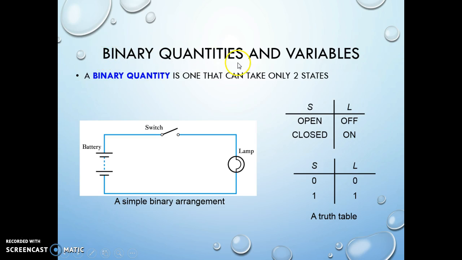Now, what is a binary quantity and variable? A binary quantity is one that can take only two states. Means, in this diagram, there is one switch and a lamp. There are only two states of this switch: either it is open or it is closed. And two states of the lamp: either it is off or on. Here we take the open state as 0 and the closed state as 1, and off as 0 and on as 1.